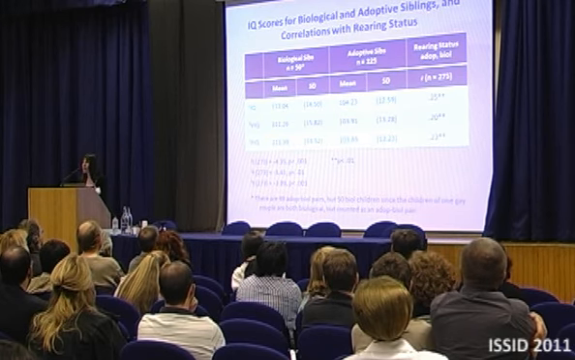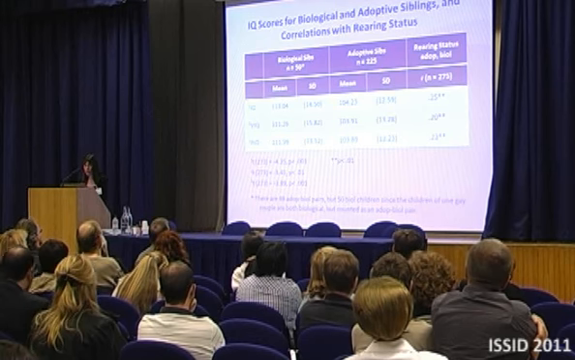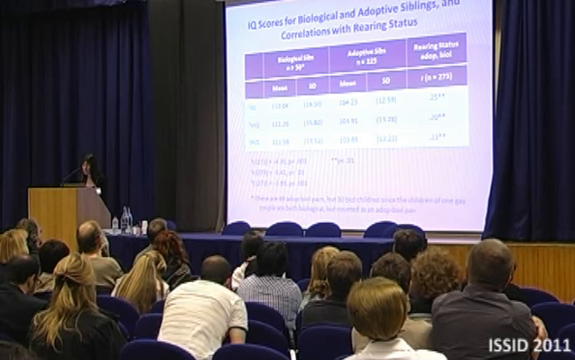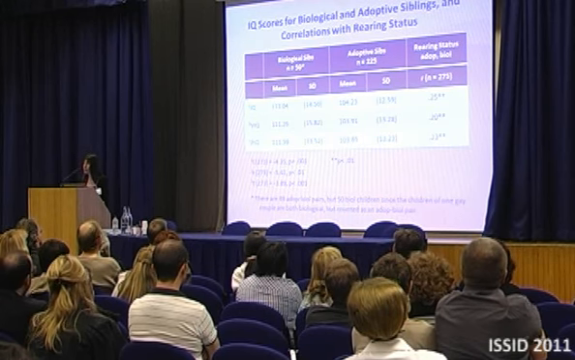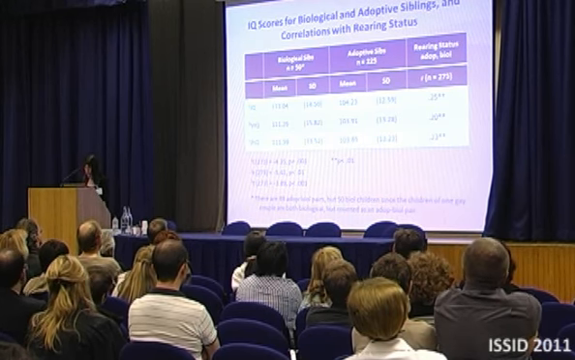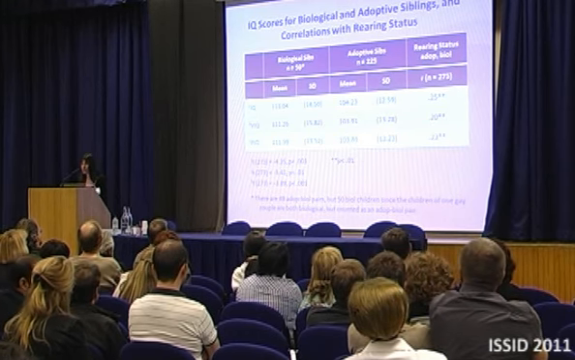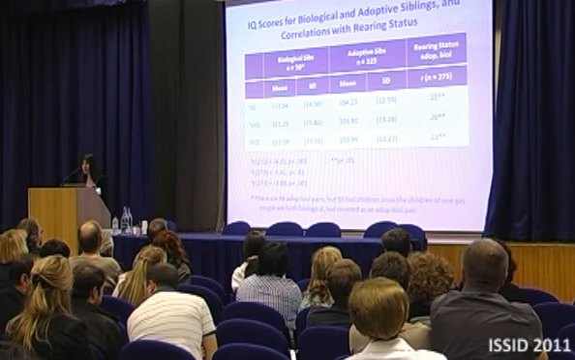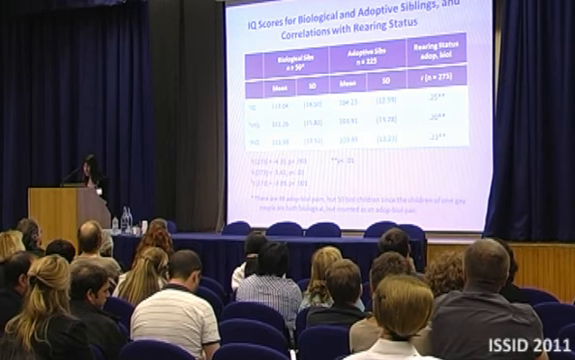Now let me come back to the biological-adopted pairs, because I think that's really the most interesting subgroup within this entire sample. The mean IQ of the biological siblings is significantly higher than for the adoptive siblings, 113 versus 104, and there is a significant correlation with rearing status and IQ. That's not terribly surprising because parents who adopt children, who have biological children of their own, tend to be financially secure, more intelligent, etc., whereas adopted children tend to be from more heterogeneous backgrounds. So this is a finding that has been replicated.